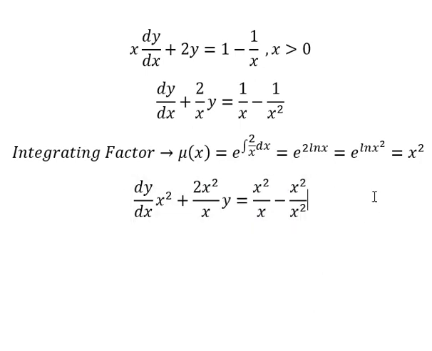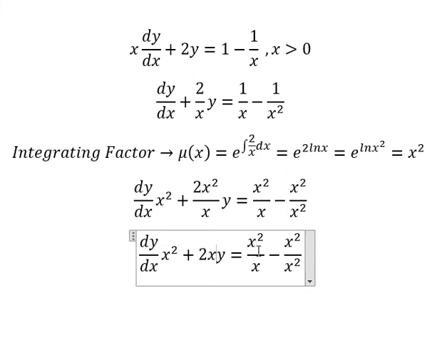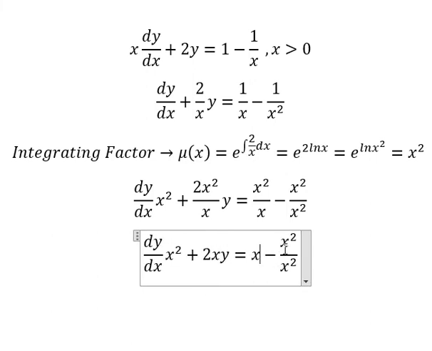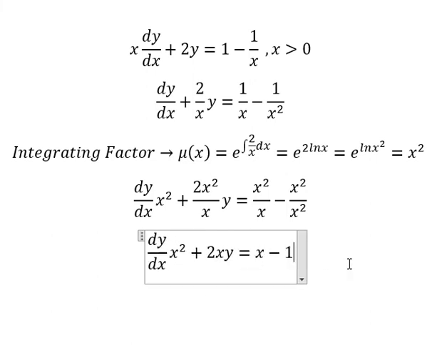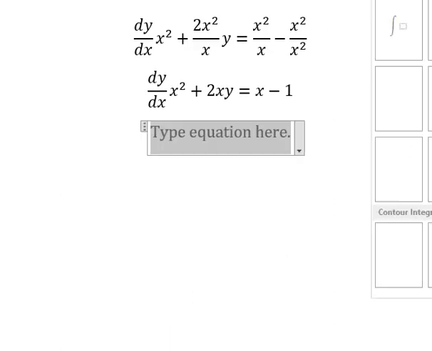Now we simplify this one, we have 2s, this one we have s, this one we have number 1. Next, we put the integration on both sides.